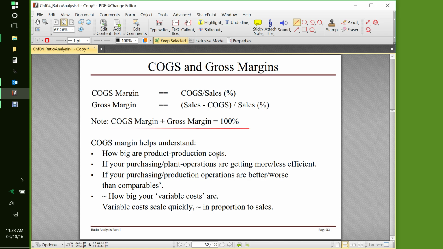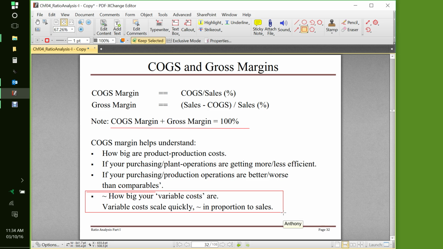So focusing on the COGS margin, it helps us to understand how big our product production costs are, how much work per apple, per sales of one apple, the company is putting in terms of costs for Vermont Apple Company. It's also letting us know if our purchasing and plant operations are getting more or less efficient if we look, of course, over time. And if we look at what's going on versus our comps, it's going to tell us how we are relative to other firms in the industry, which is very nice to know. It also, importantly, is not perfect, but it's going to tell us approximately how big our variable costs are.